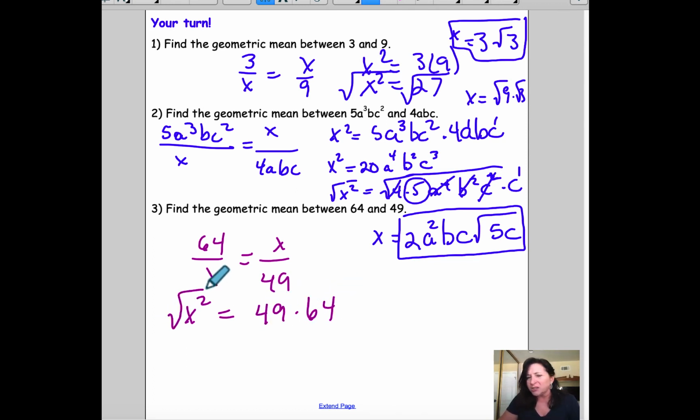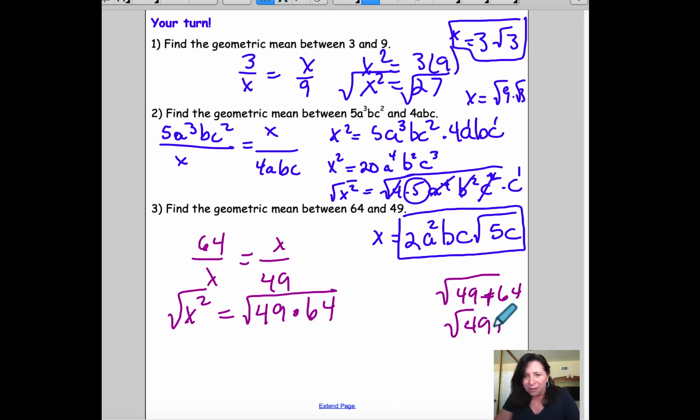Well, I'm not going to actually multiply those together because when I square root both sides, I can split these up. Now, keep in mind, you absolutely cannot split this up. This is not what I'm talking about. You cannot do this, 49 plus that. That absolutely not. But what you can do is you can multiply.